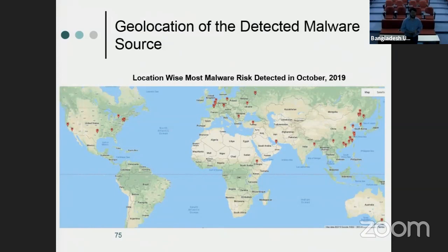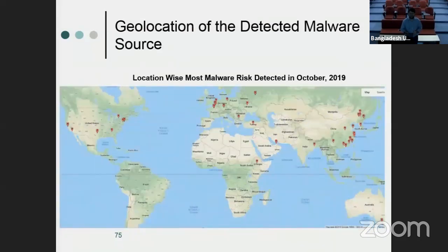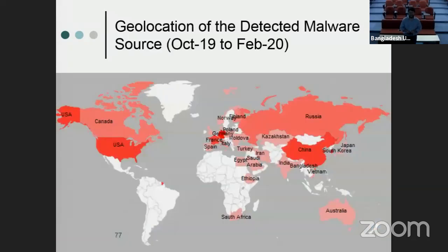Assuming that, we see 100 geolocations here. If we summarize, this is from October. We see a lot of locations in China, some in Europe, and some in the United States. From November to January, again we see China, Europe, and the US. So this is for the 5 months.